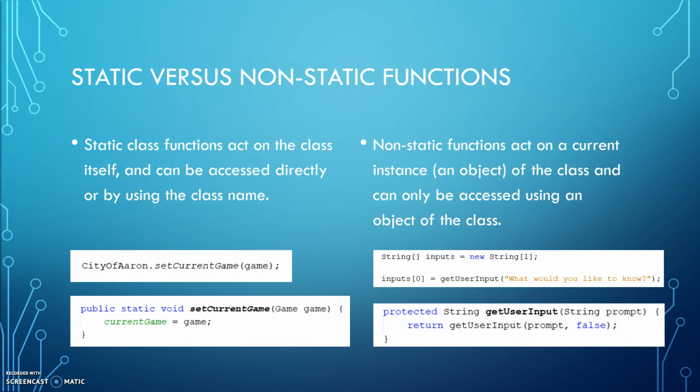Static versus non-static functions. A static class function or method acts on the class itself and can be accessed directly or by using the class name. And in this example, we're calling the method setCurrentGame. You can see we use the keyword static there to create it, and when we call it, in this instance, we're using the class name City of Erin dot setCurrentGame to call it and passing in the parameter of game.